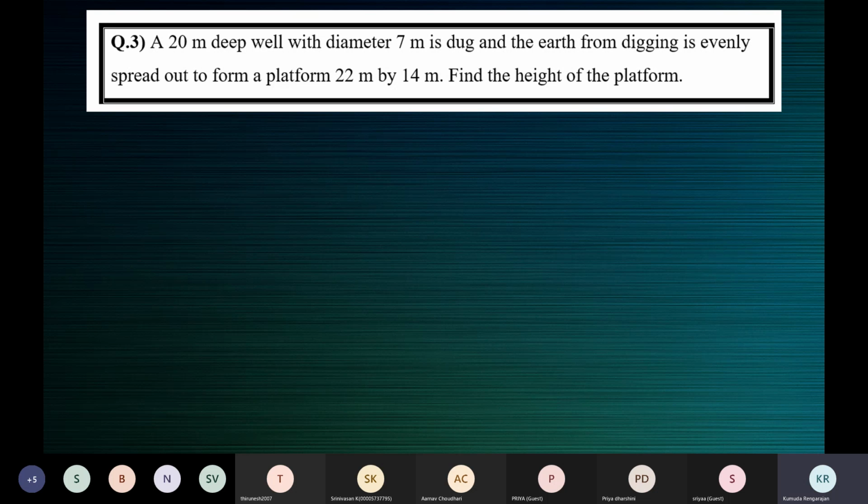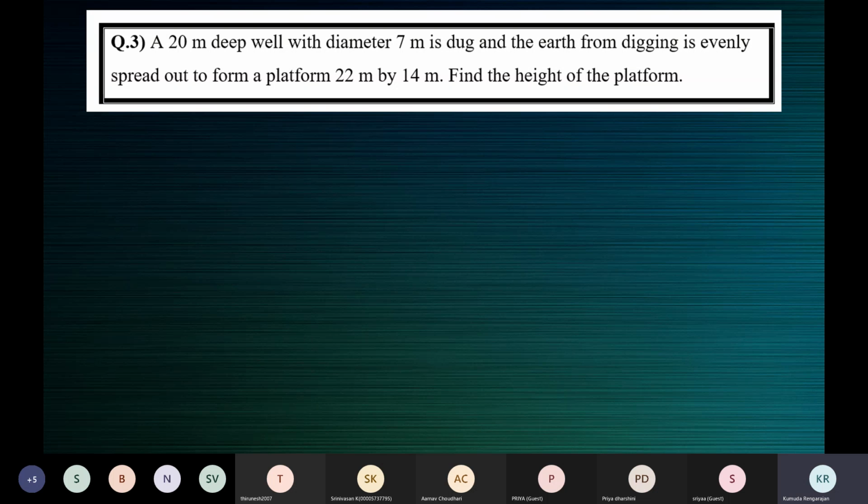And the earth from digging is evenly spread out to form a platform. This platform is not built around the well. Somewhere they're building the platform. It's spread out to form a platform 22 meters by 14 meters. Find the height of the platform. It's a platform, not an embankment. An embankment is a protection built around the mouth of the well. The platform is somewhere else.